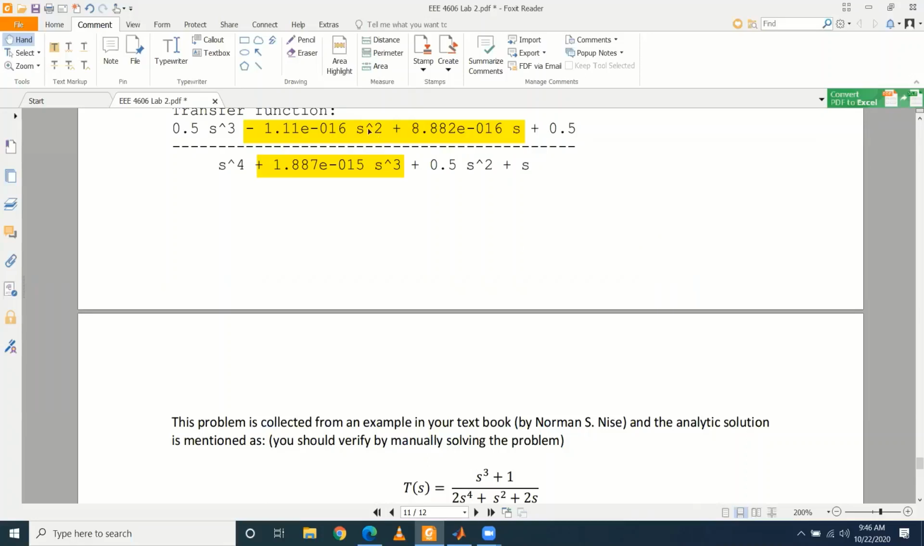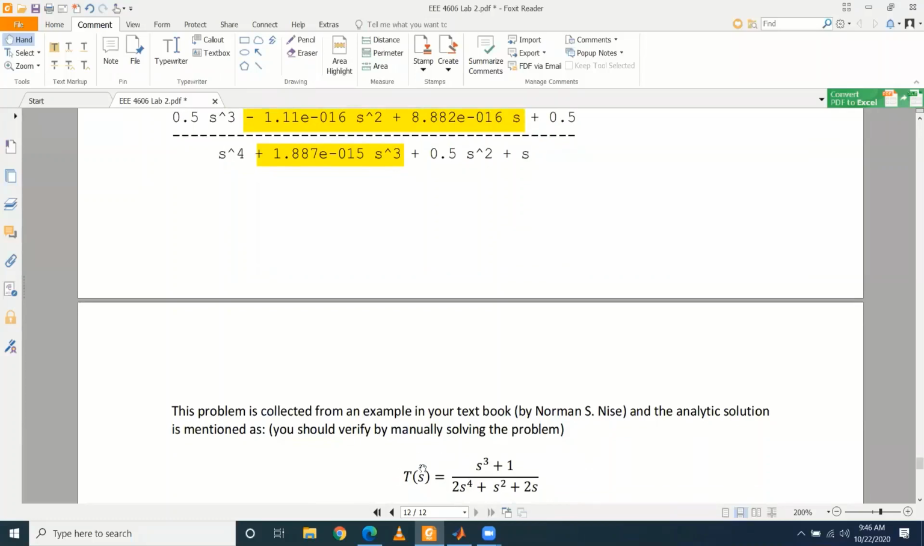MATLAB is a very precise software, so it will keep these very small coefficients. But if you take a look at them, 10 to the power minus 16, 10 to the power minus 15, 10 to the power minus 16. What does that mean? They're 0.000000. They're basically zero, right? So when you write them by hand, they will not even come. So you can say that they're negligible, they're zero, and you can directly omit them. And that's how you'll get the analytical result, this one.